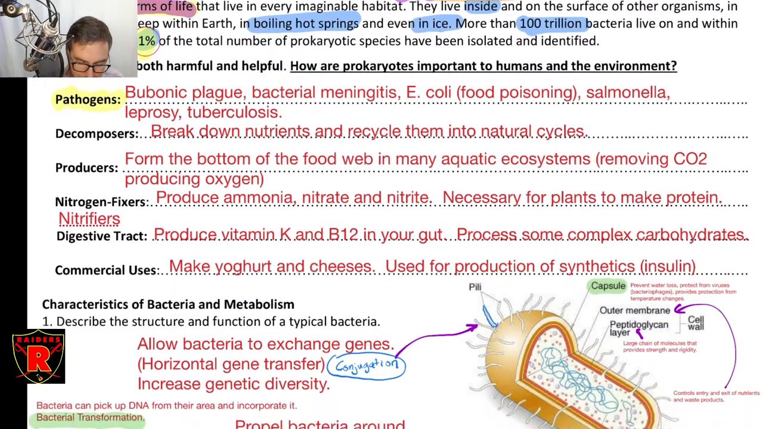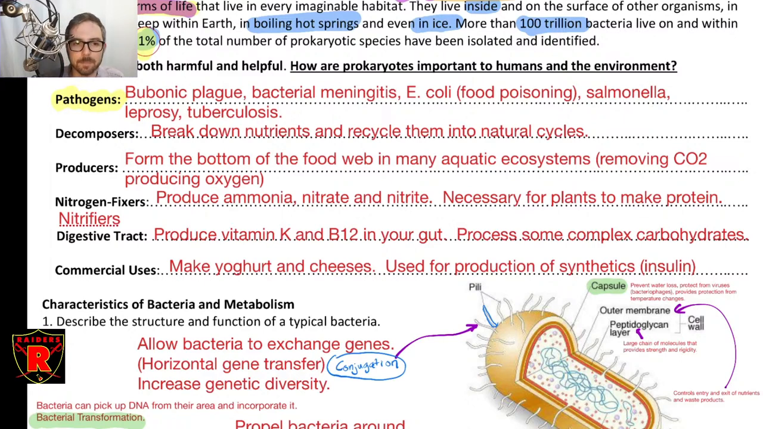So what are some of the other roles then? As I mentioned, decomposers, they break down nutrients and cycle them. You know that. They are producers, so they form the bottom of many food webs, especially in aquatic ecosystems. They do a lot of the photosynthesis, producing of sugars, and producing of oxygen. The vast majority of the oxygen that is produced and the CO2 that is taken up is done by aquatic microorganisms, mostly bacteria, although there's some archaea involved there as well.